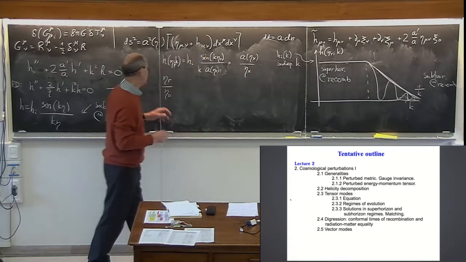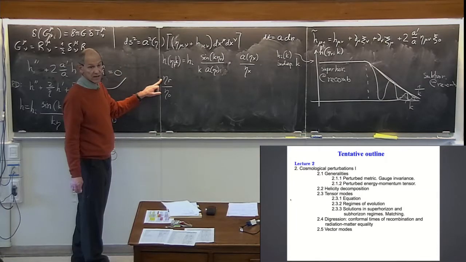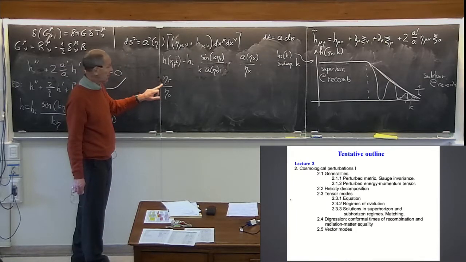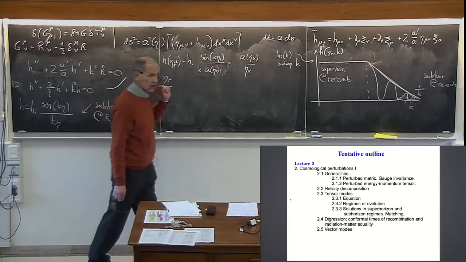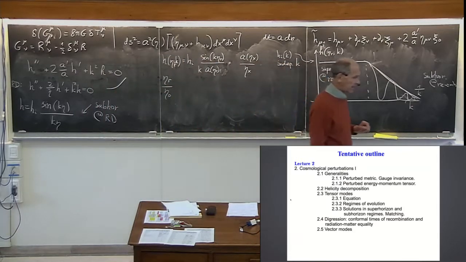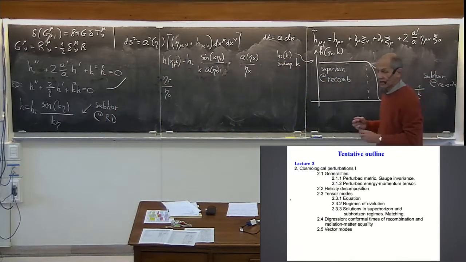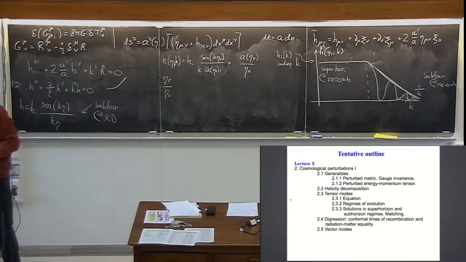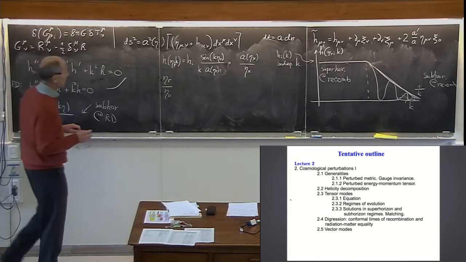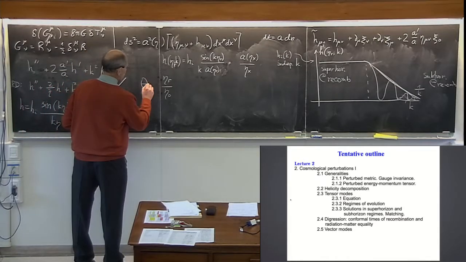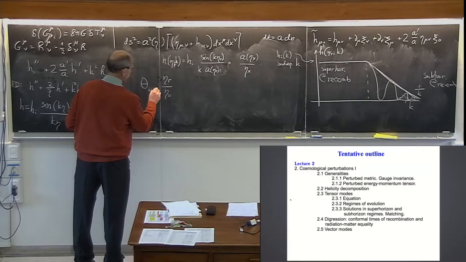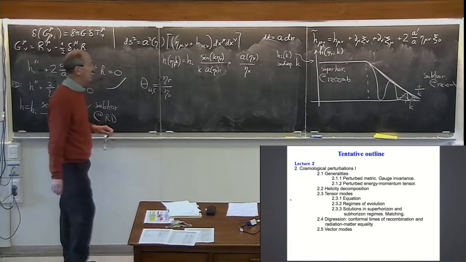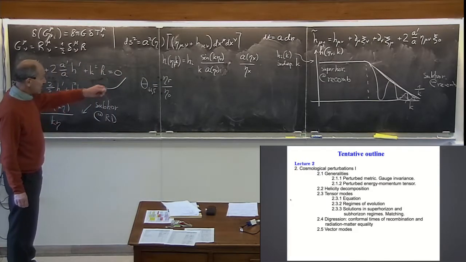Remember, this eta is just the horizon size. So this is the horizon at recombination, and this is the horizon today. So this is the angle at which I see the horizon at recombination, right? Remember our picture with light cones. So this is the angle of the horizon; I see the horizon at recombination. So what is this angle?